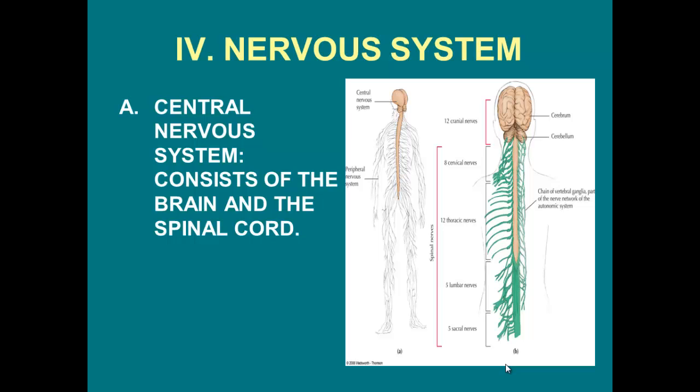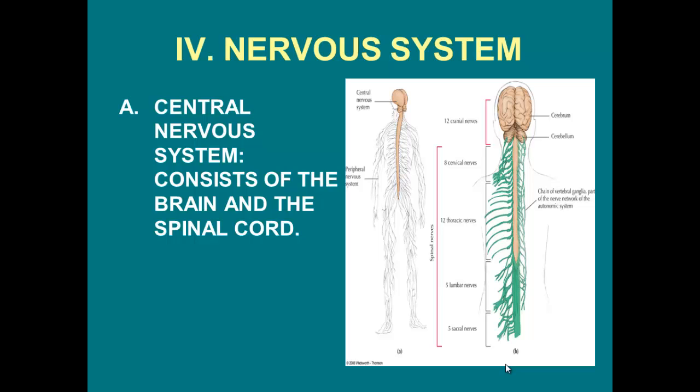Let's talk about the central nervous system. The central nervous system consists of the brain and the spinal cord. Here it is, the brain and spinal cord. Looks like an armadillo, here's the arm, the long tail that's there. Now, if you were taking A and P, then I would say you need to memorize the 5 lumbar nerves, and on and on and on. In this class, when I say, what is the central nervous system, you say, it consists of the brain and the spinal cord. That's all you need to know.